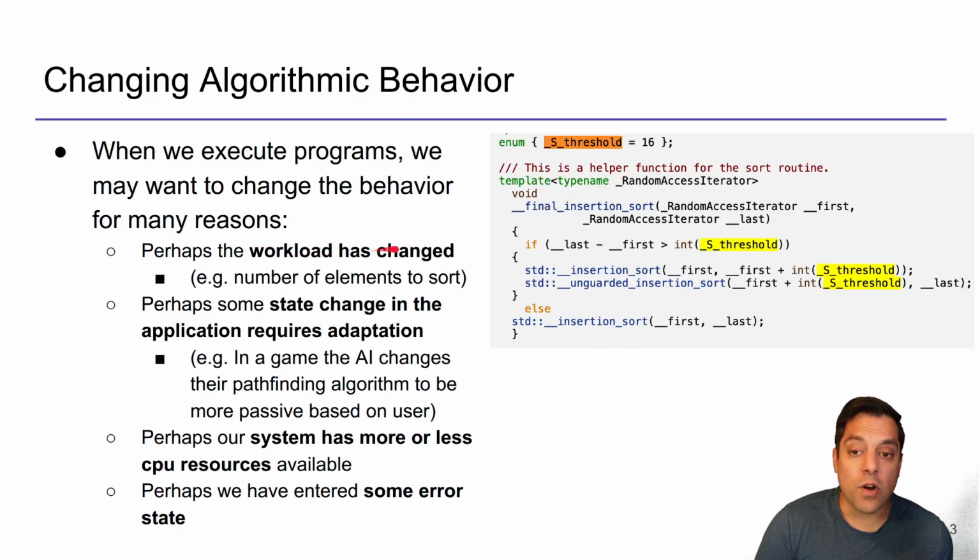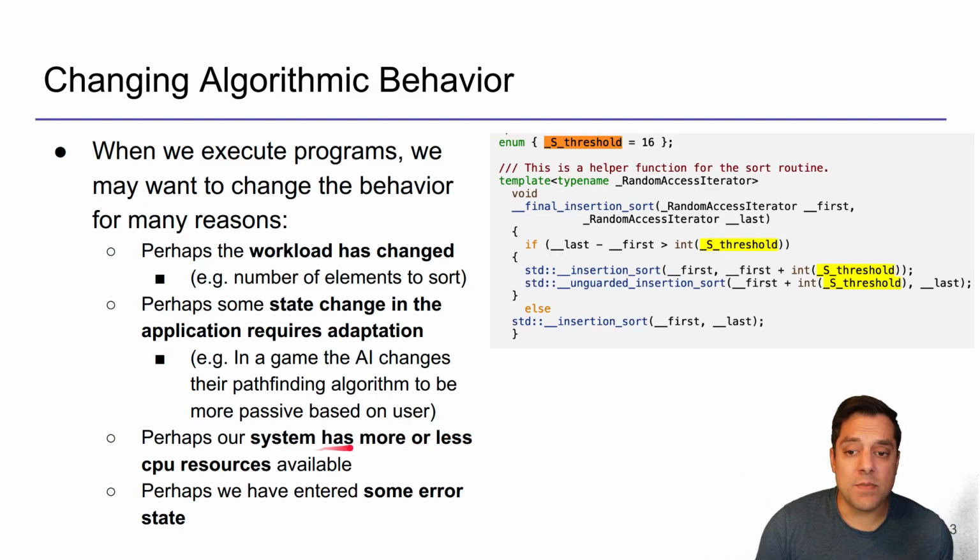So again, if the workloads change, that's a reason you might want to change behavior. Or perhaps there's some other state in your application that's changed. Let's think about an example in a game, for instance, where you want to change how the game AI responds to the player, maybe by difficulty level or how well the player is doing in that game, to make it more or less challenging for them.